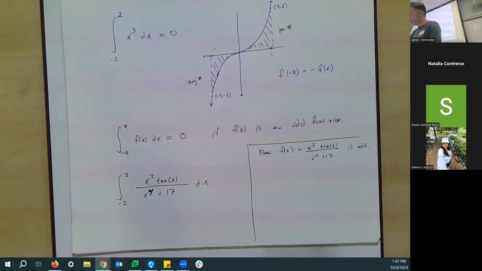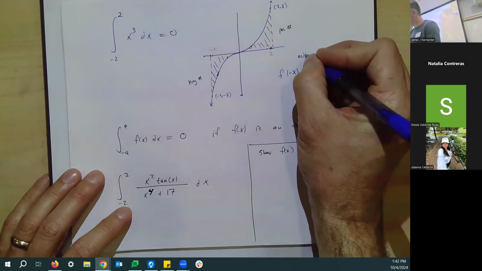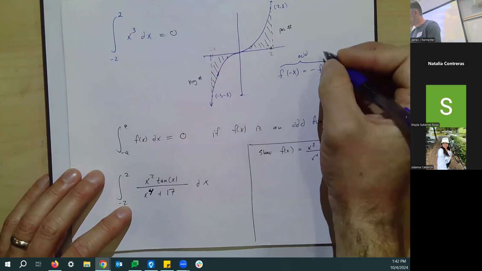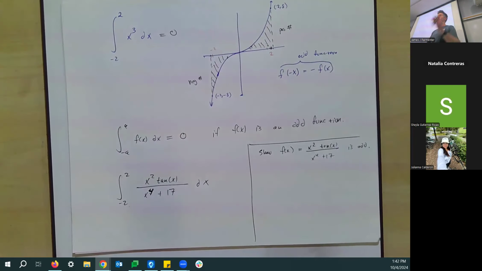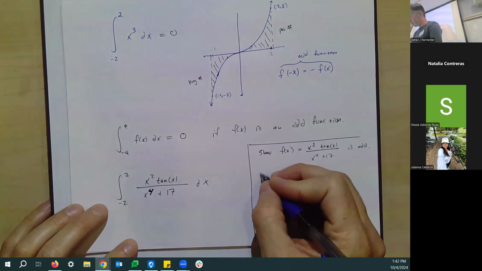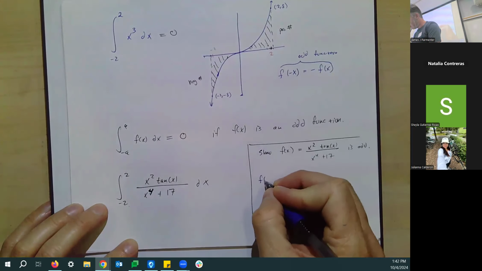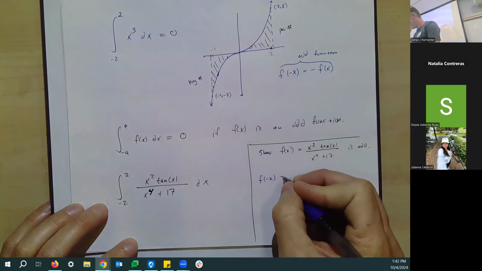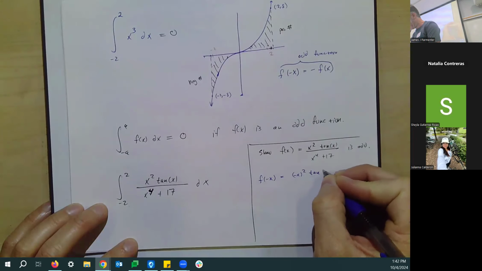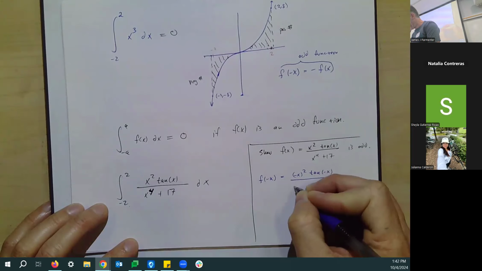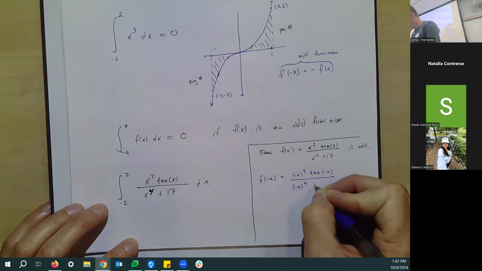That's to show something is odd. If you want to show something's even, you just want f of -x to equal f of x. You want the same y value for the opposite x values, like y equals x squared. So here, I would always start with f of -x. Just sub it in for every x value, so you get -x squared times tangent of -x, all divided by -x to the 4th plus 17.